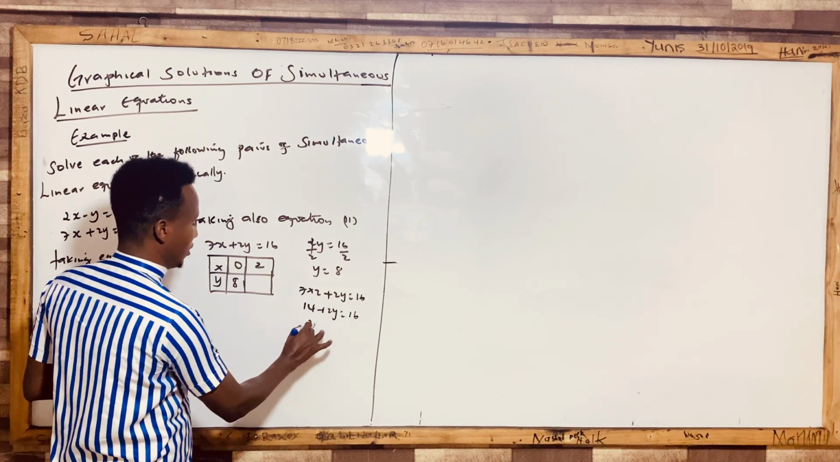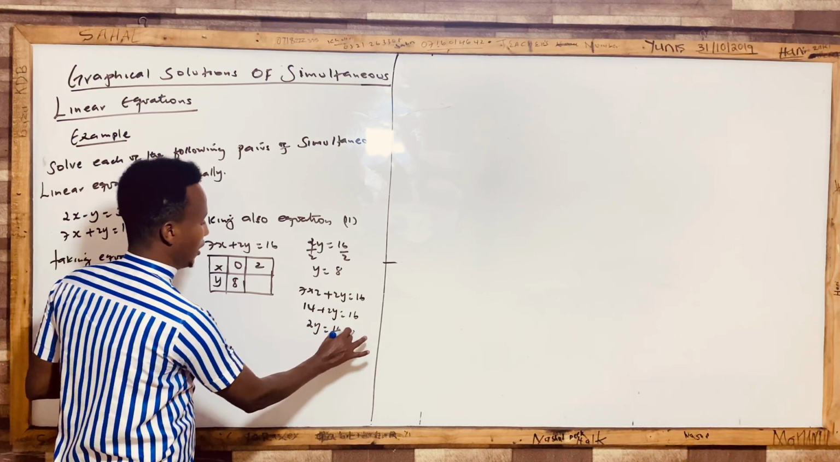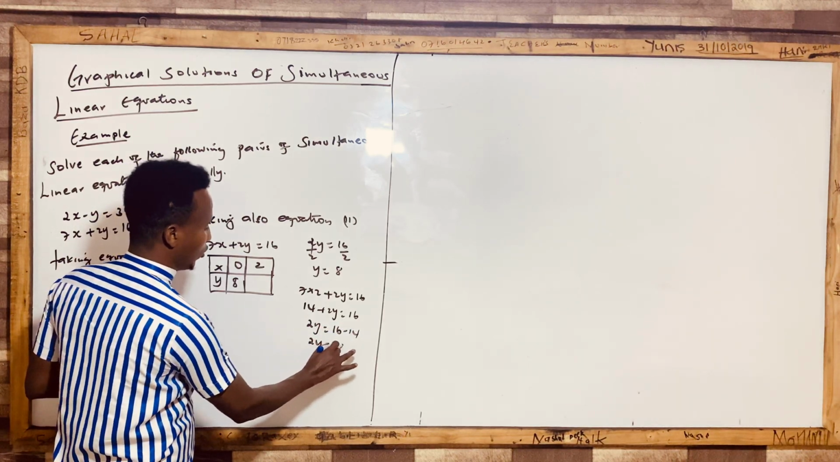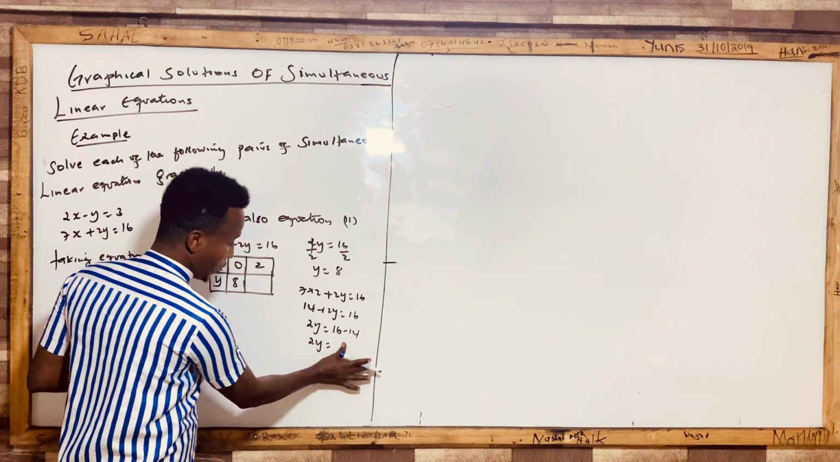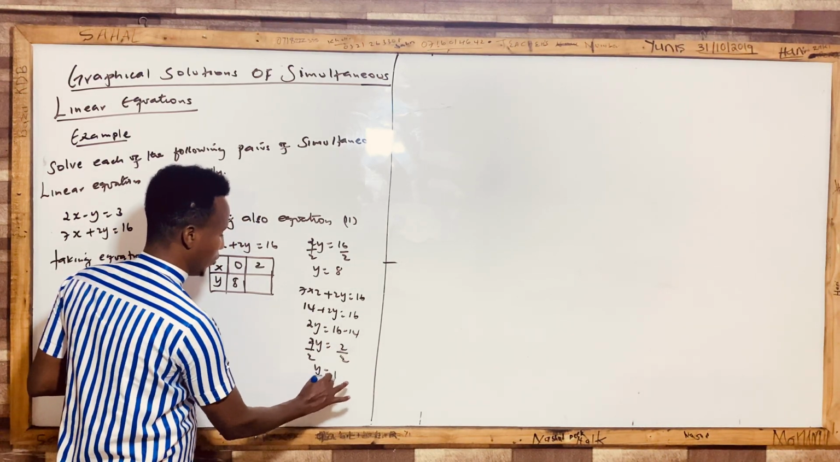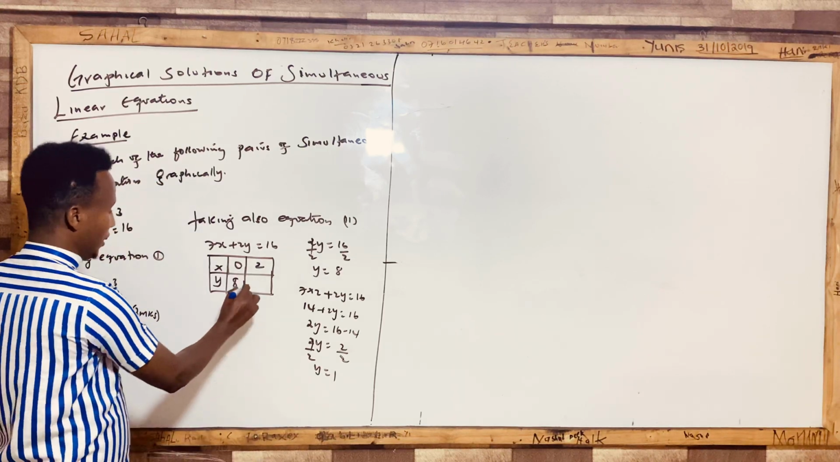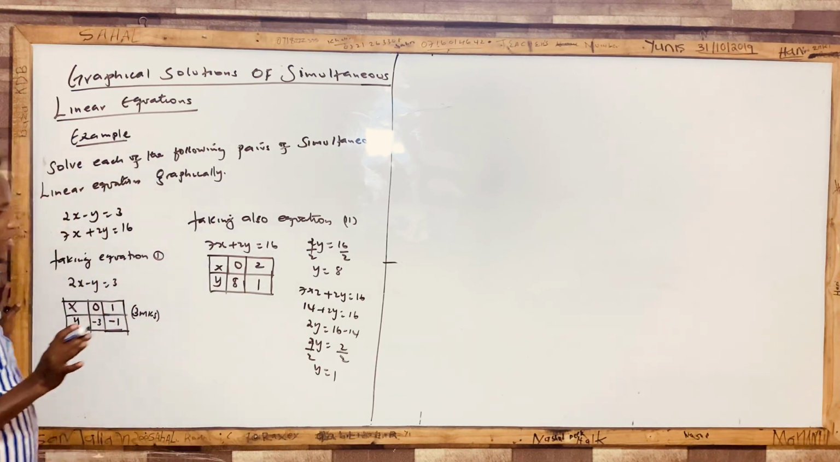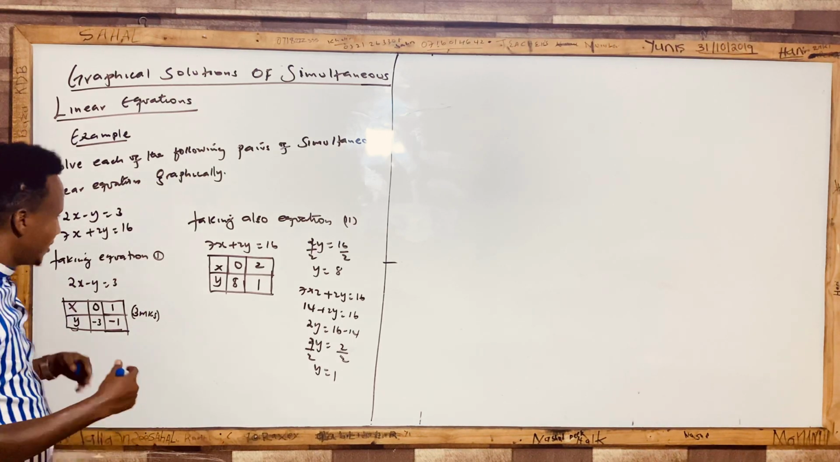Take this 14 to the other side. 2y is equal to 16 minus 14. 2y is equal to 2. Divide both sides by 2. So y is 1. Another 3 marks.